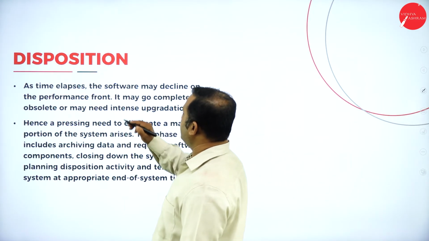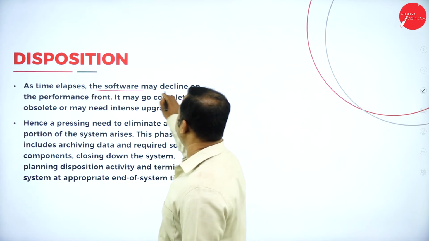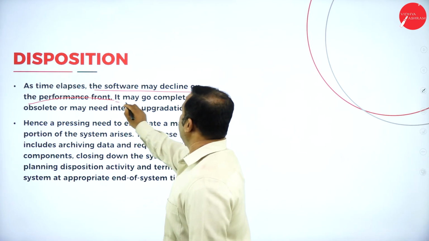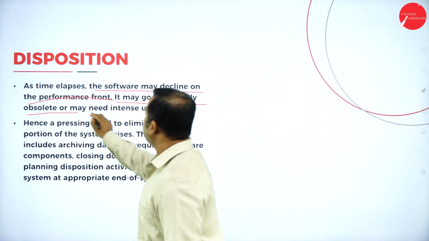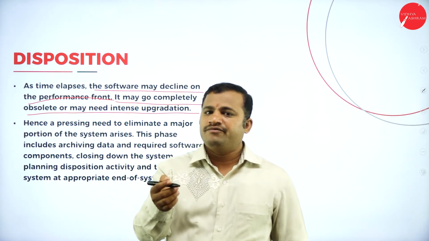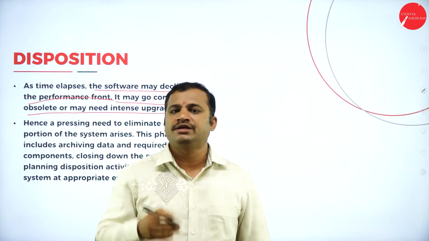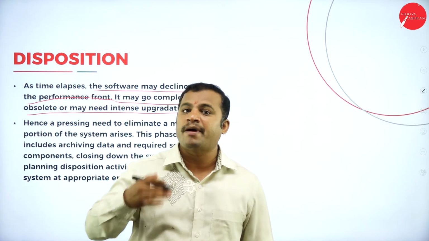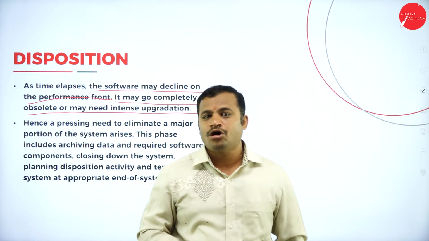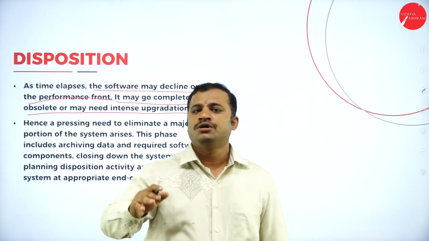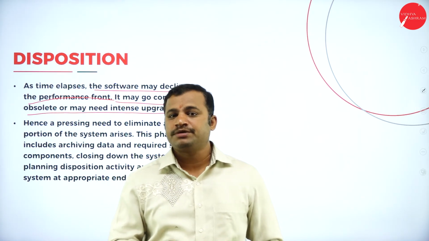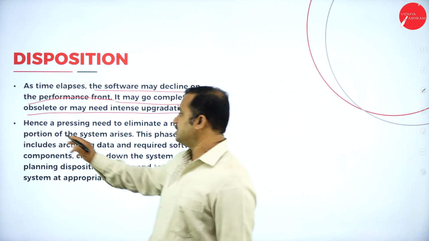Then disposition. As time elapses, the software may decline in performance. It may go completely obsolete or may need intense upgradation. Sometimes what happens, do you know, when the Windows operating systems or Unix operating systems are updated with new patches, then the software may become obsolete. Obsolete means which cannot be used properly in the future. That is called obsolete. Such things must be kept in mind and noticed here.